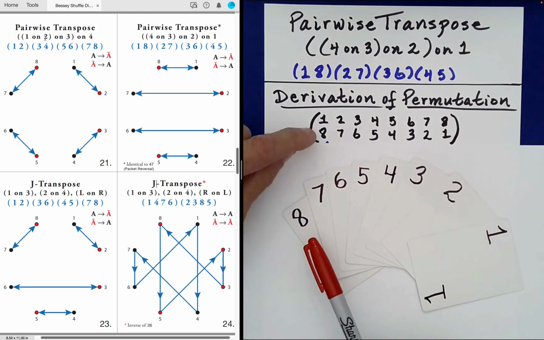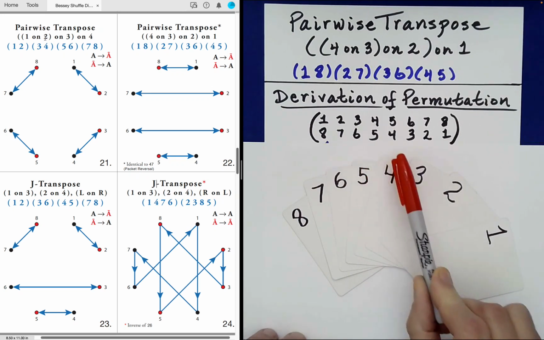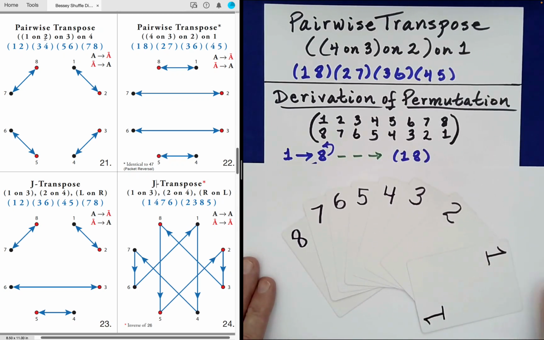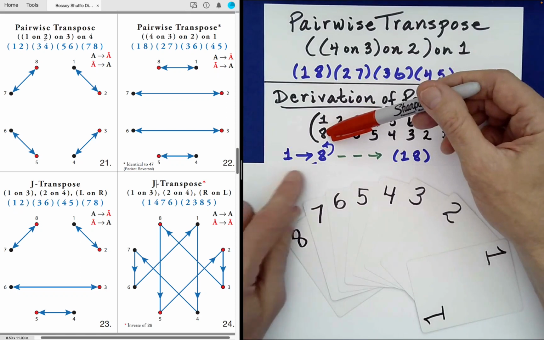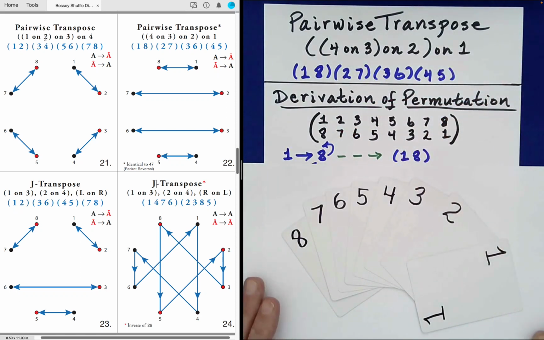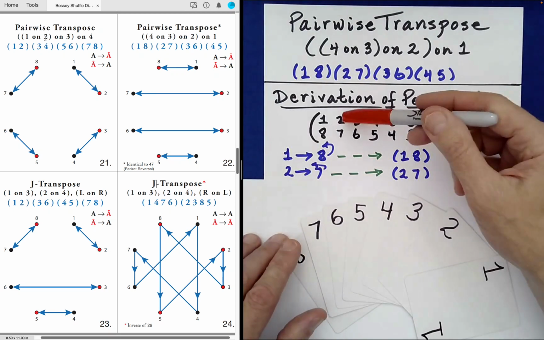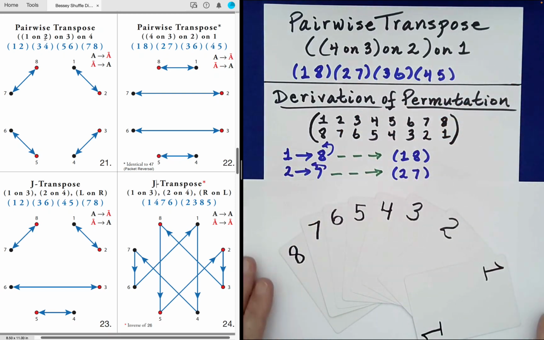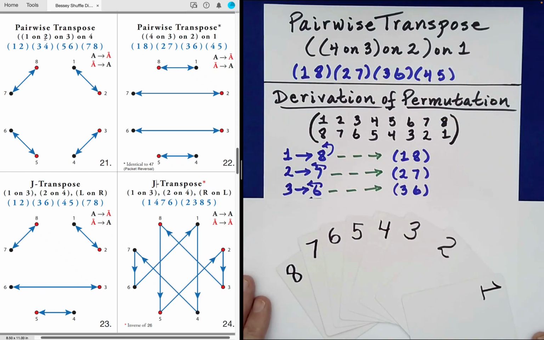So we have 8, 7, 6, 5, 4, 3, 2, 1 as our new ordering. Writing that in cycle notation, we get the following. 1 goes to 8 and 8 goes to 1. So we get a transposition or a 2 cycle. 2 goes to 7 and 7 goes to 2. So it wraps around. We get a second transposition.